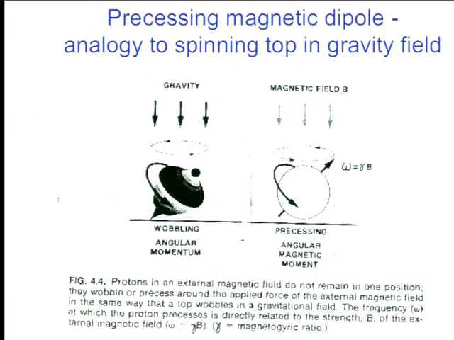So this is the same idea. You have a top in a gravity field, and the top will just fall over, were it not for the fact that it's spinning. And when it's spinning, it turns out if you look at the angular momentum, it'll wobble. And the same thing is going on when you put a nuclear magnet spinning in a magnetic field. It will wobble. And it's wobbling, you put the coil over here.